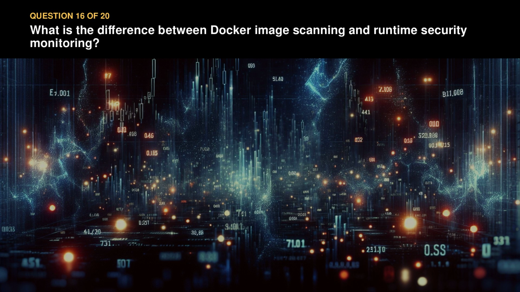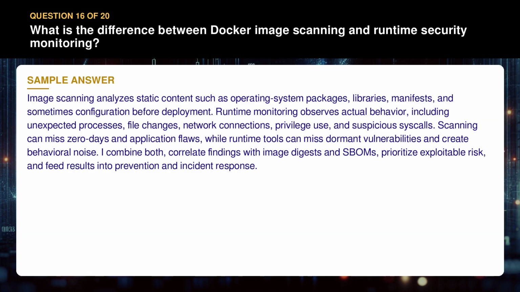Question 16. What is the difference between Docker image scanning and runtime security monitoring? Image scanning analyzes static content such as operating system packages, libraries, manifests, and sometimes configuration before deployment. Runtime monitoring observes actual behavior, including unexpected processes, file changes, network connections, privilege use, and suspicious syscalls. Scanning can miss 0 days and application flaws, while runtime tools can miss dormant vulnerabilities and create behavioral noise.